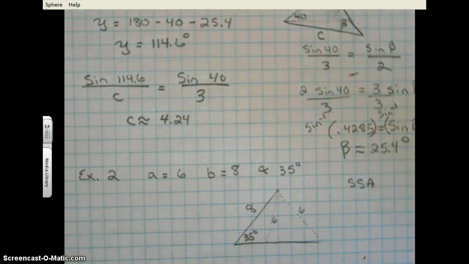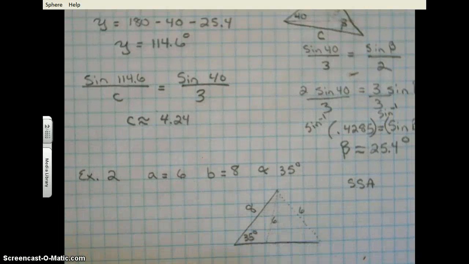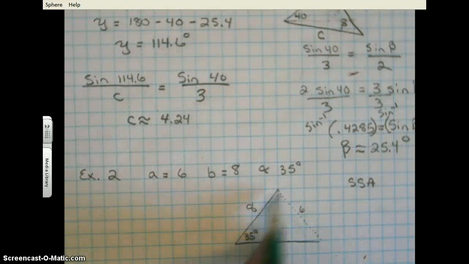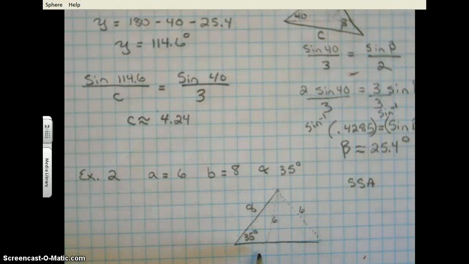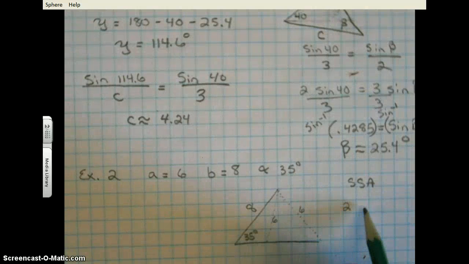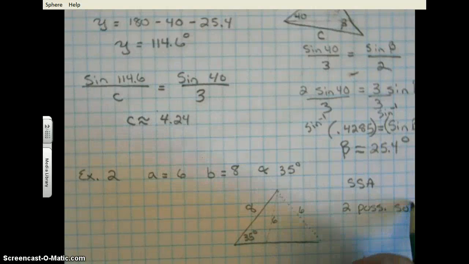So what do you have to do? You have to solve for both of them. You have to find all the sides and all the angles for the acute triangle, and for the obtuse triangle, you have to find all the sides and all the angles using the law of sines, because there's two possible solutions.